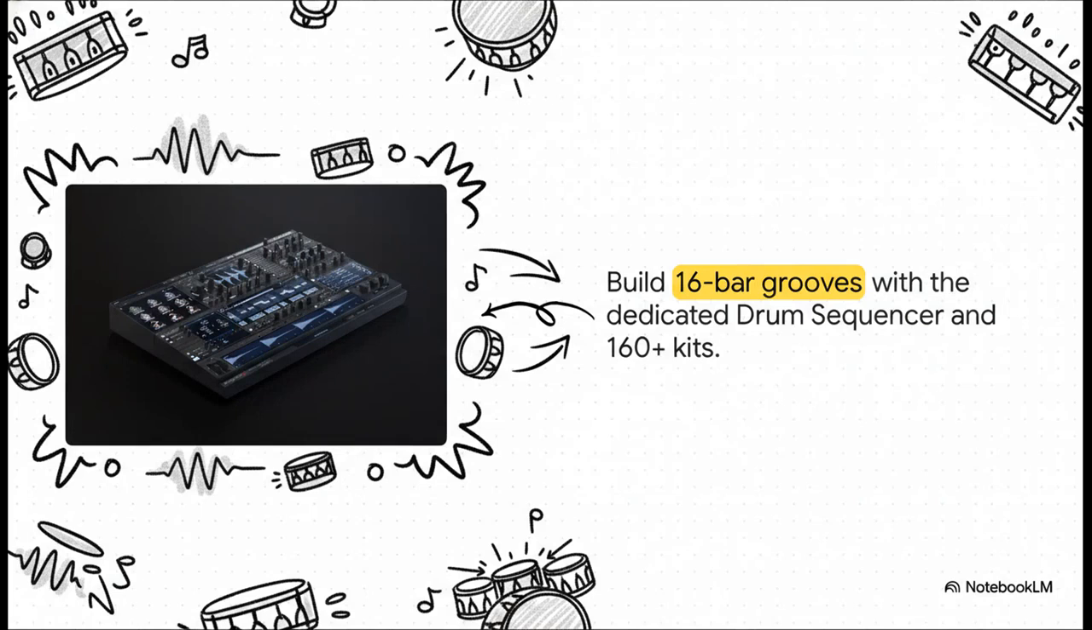And that's not all. For rhythm, there's a completely separate, dedicated drum sequencer. This is not some afterthought tacked on at the end. It's a fully featured groove maker where you can build entire 16-bar grooves. It comes packed with over 160 drum kits, and you can even use your own samples. Talk about a complete package.